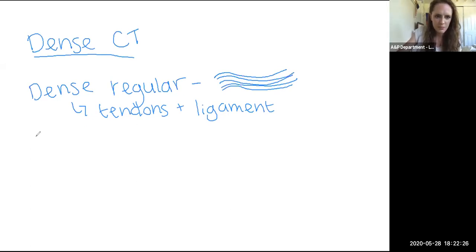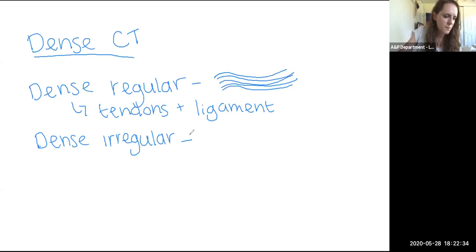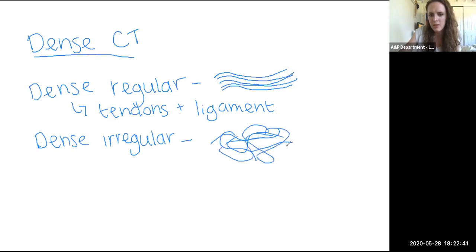Dense irregular is going to be when your collagen fibers decided that they didn't care what shape they were in, and they just kind of went wherever they felt like going. Okay, so this is going to provide support in many directions.